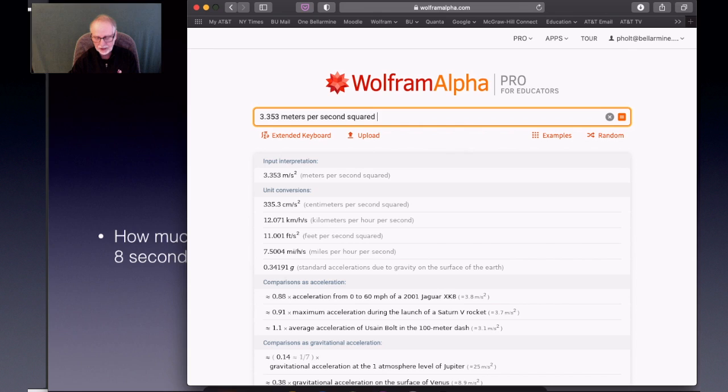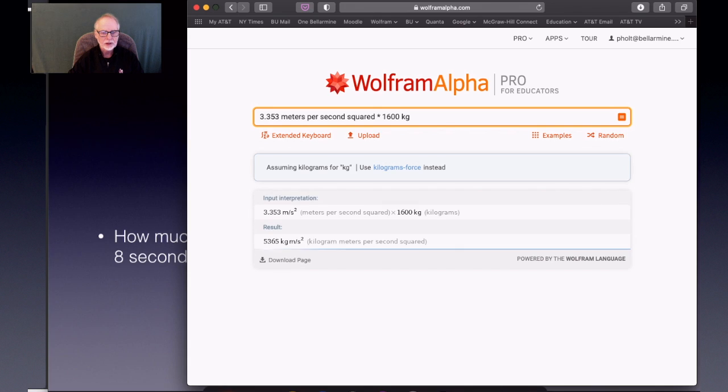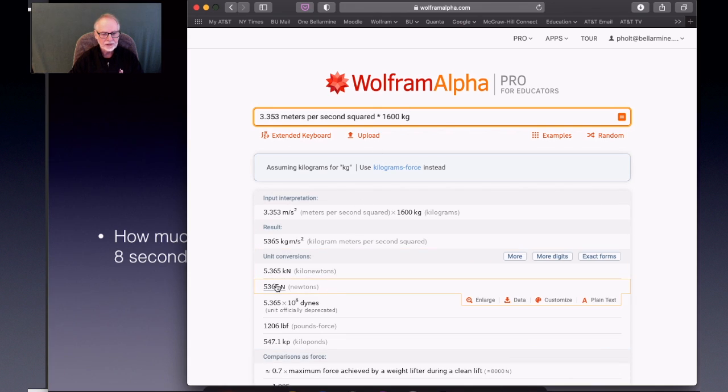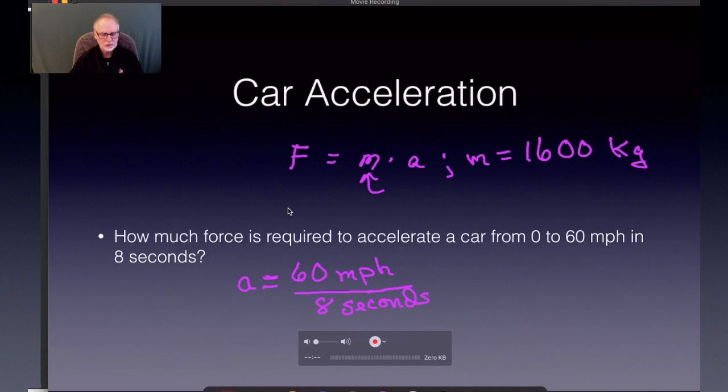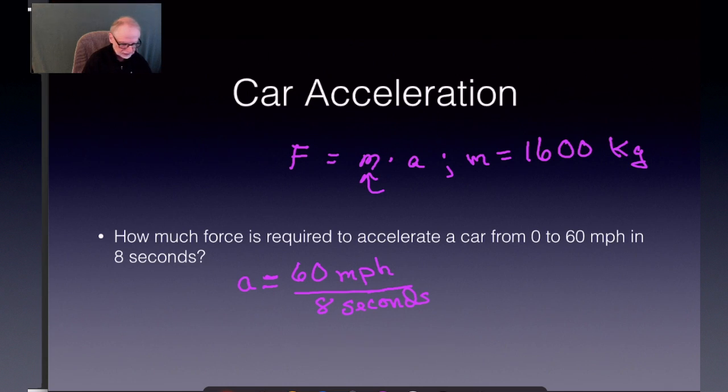And so we're just going to go ahead and multiply that by 1,600 kilograms. And here we go. So there we have it down here in newtons. This would be kilonewtons, as you can see, which is 1,000. So in terms of newtons, it's 5,365 newtons. So let's just go ahead and write that down. That's how much force is required to do that.